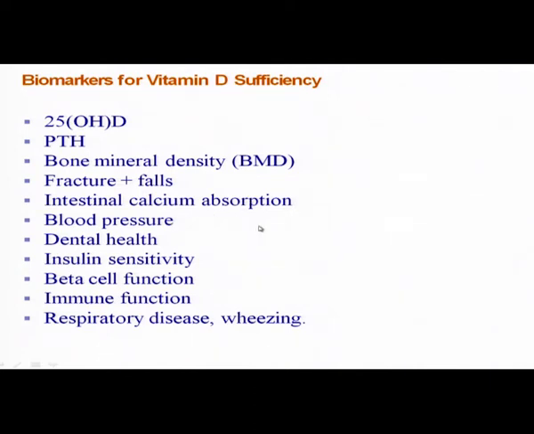You can always look into how much calcium is being absorbed. Then blood pressure is an indication, dental health, then insulin sensitivity, and beta cell function, closely associated with insulin sensitivity. There is a little difference between insulin sensitivity and beta cell function, because in insulin sensitivity insulin could be secreted, but probably the insulin is not recognized by the insulin receptors, whereas beta cell function relates more to type 1 diabetes, where there is no sufficient amount of insulin produced by the person.